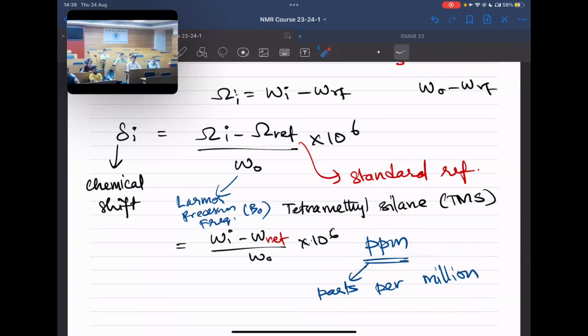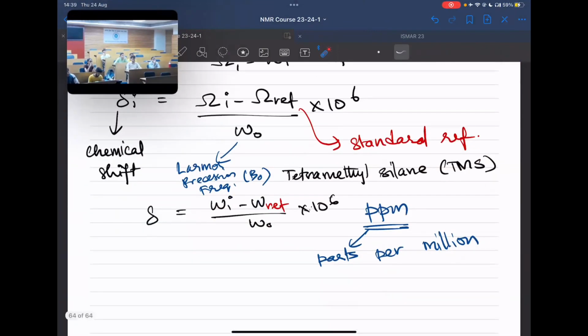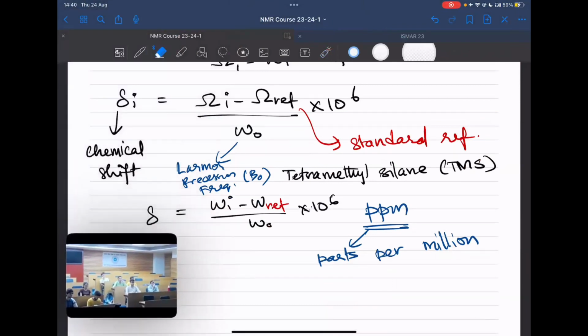So what we are trying to do here is to have a definition of chemical shift that is independent of the Larmor precession frequency. Why this is to be done, I'll tell in a moment. But before going there, let's understand what is million about this whole thing. What is parts per million? Why does the parts per million come?